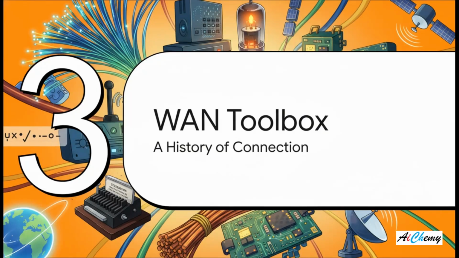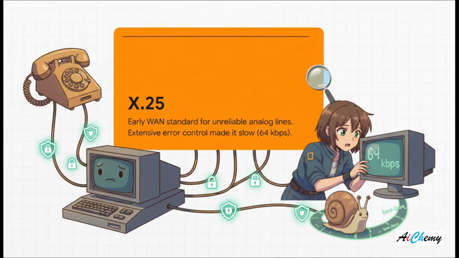So how did we even get here? How did we build these incredible long-distance networks in the first place? Well, let's take a little trip back in time and look at some of the key pieces of tech. First up, we have this old timer called X25. Now, you gotta remember, back in the day, phone lines were, well, they were terrible. They were noisy, unreliable, analog things. So X25 was built for survival. It was super, super cautious, with tons of error checking to make sure every piece of data made it through the muck. The trade-off? It was slow. We're talking 64 kilobits per second. Think really old school dial-up speeds. But hey, it was tough, and back then, tough was what you needed.